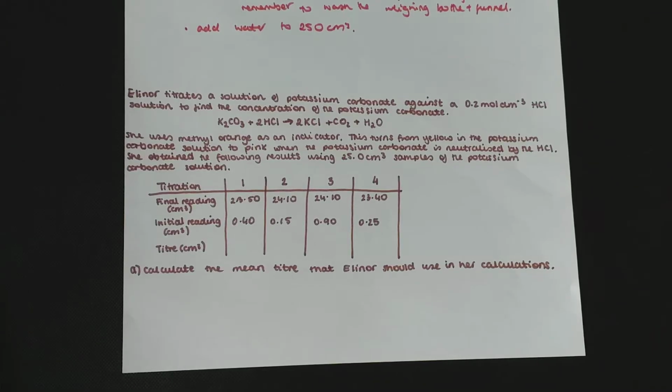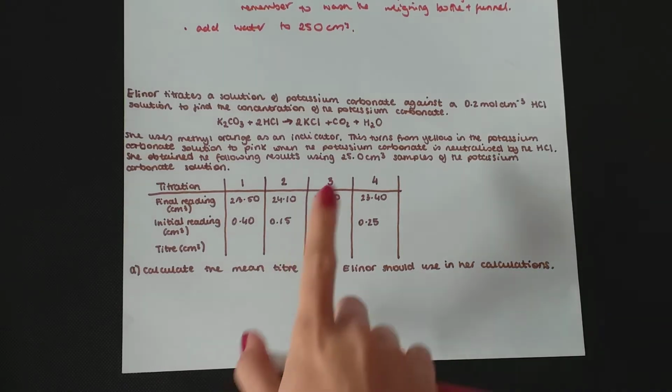The next question says, Eleanor titrates a solution of potassium carbonate against a 0.2 molar HCl solution to find the concentration of the potassium carbonate. We're given an equation.